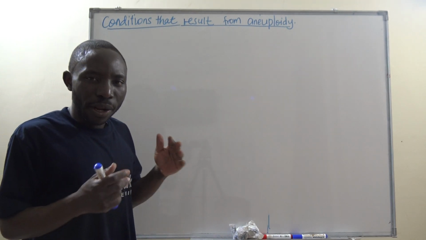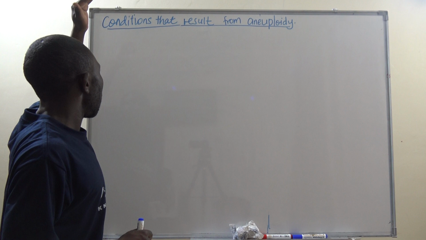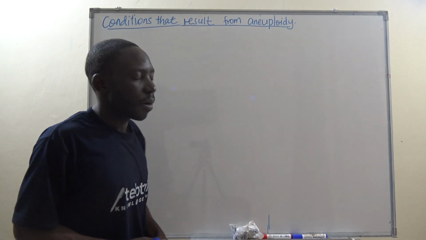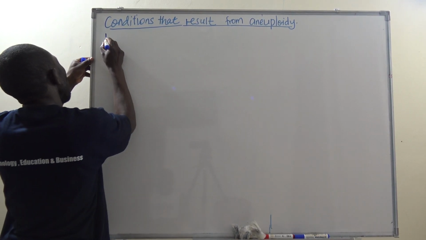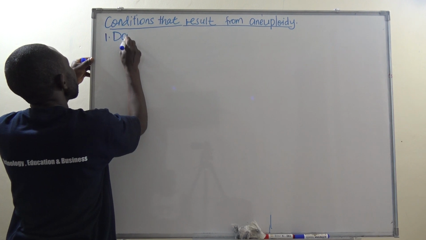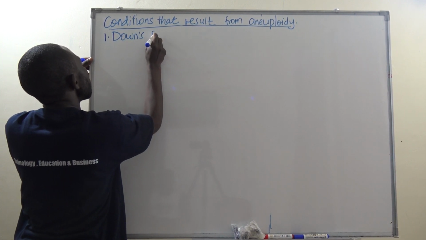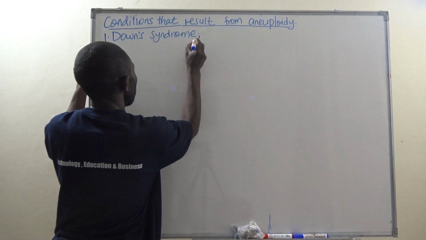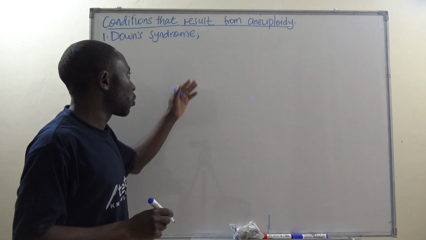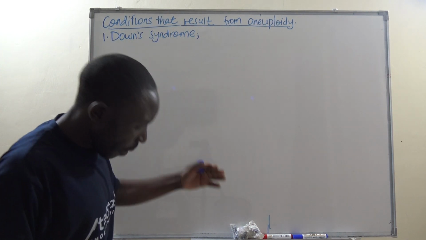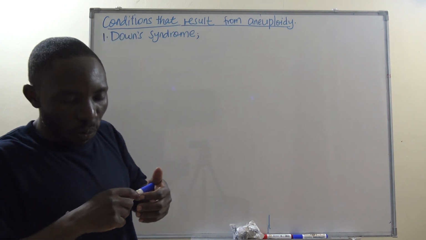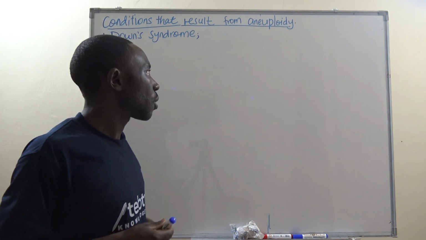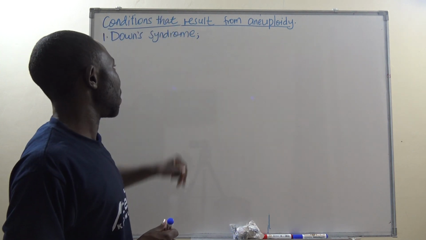Yes, once again, let us proceed with biology. Let us look at the conditions that result from aneuploidy. Of course, one of them is called Down's syndrome. So now, we are going to discuss what Down's syndrome is, the symptoms of Down's syndrome, and of course, how it comes about. So that is the aim of this lesson.